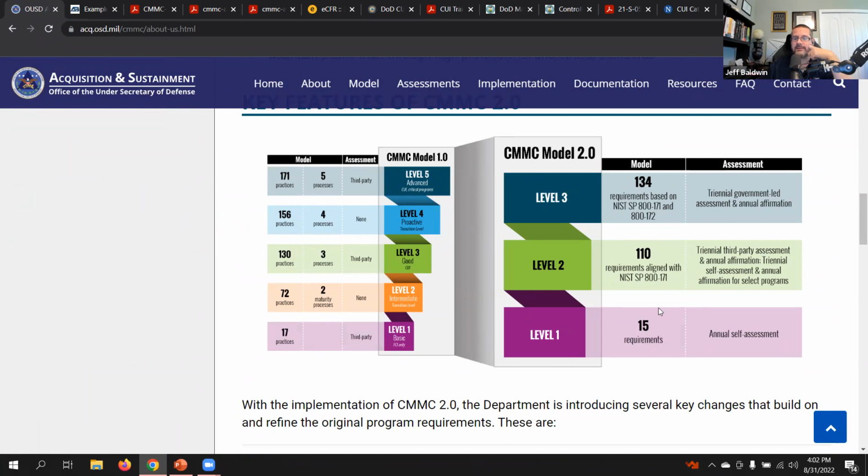Interesting enough, they have 15 here. That should probably be 17. So over here they have 17. Over here they put 15. Interesting. Yeah, that should be 17 practices for Level 1. Level 2 has 110, that's the same as 800-171, full alignment. And then Level 3, they haven't fully released that one, but it looks like they're saying there's going to be the 110 here, which includes the 15. It looks like there's going to be 24 additional practices that come out of 800-171 for that one.